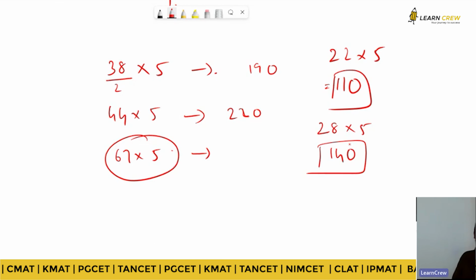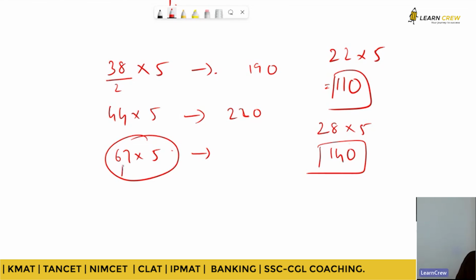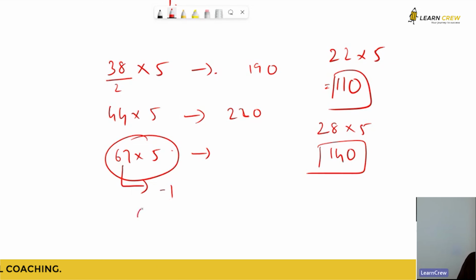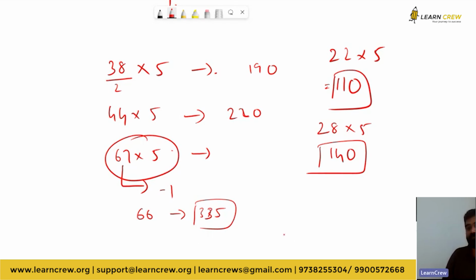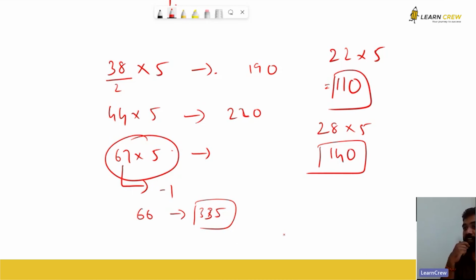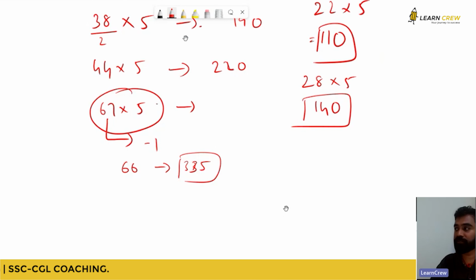For odd numbers, what happens? Subtract this number by 1, it becomes 66. Half of 66 is 33. Instead of 0, add 5 to it. Add 5 in the end. Subtract 1, split it into half, add a 5 to it. This is for whenever you want to multiply any number by 5. Any doubts? Okay.